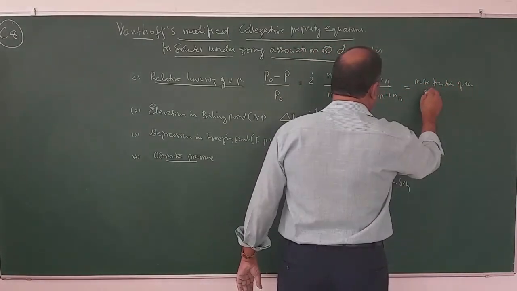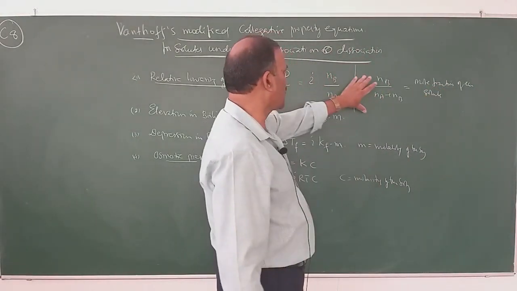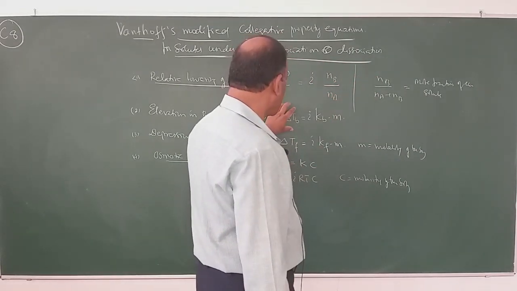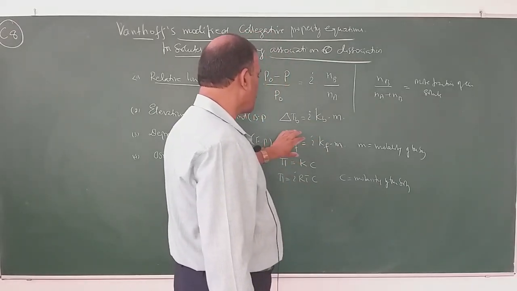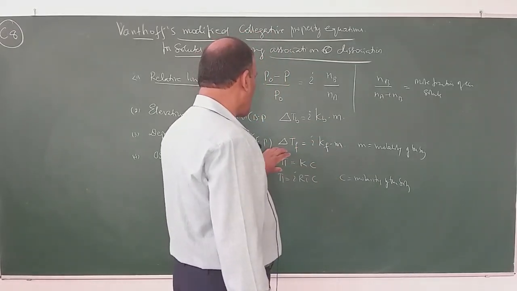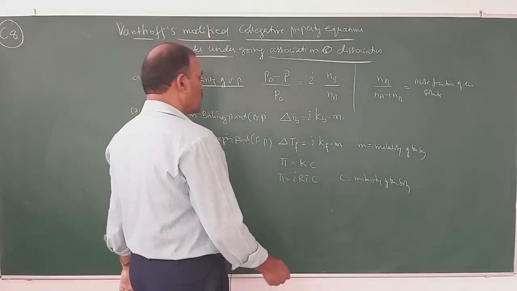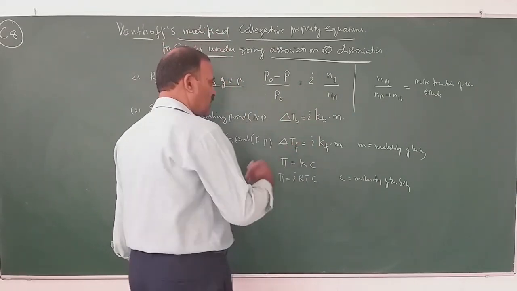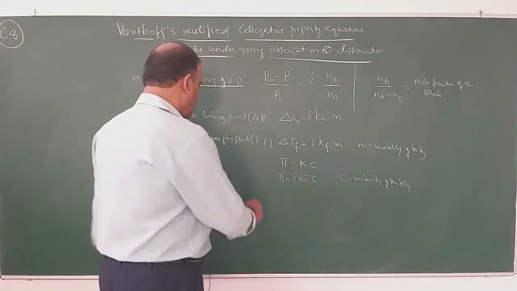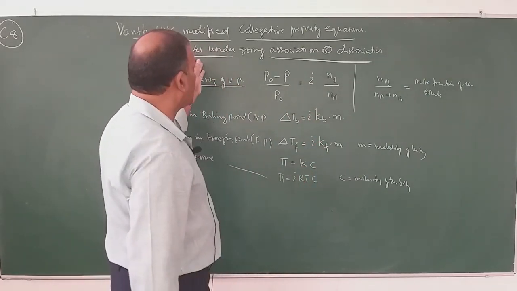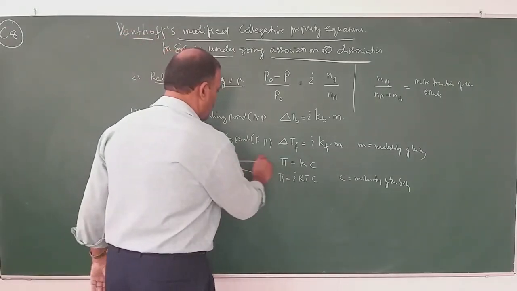So relative lowering of vapor pressure is directly proportional to mole fraction. Elevation in boiling point is directly proportional to molality. Depression in freezing point is directly proportional to molality. Osmotic pressure is directly proportional to molarity of the solution. So if the solute undergoes association or dissociation, we have to introduce the Van 't Hoff factor in these equations. Therefore, these equations are called Van 't Hoff's modified colligative property equations for solutes undergoing association or dissociation.